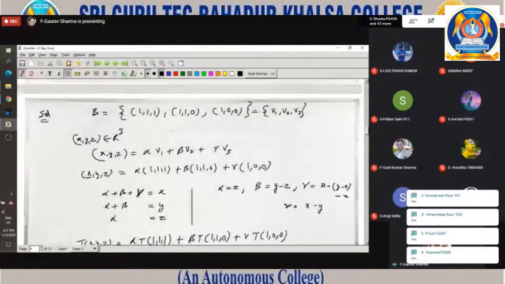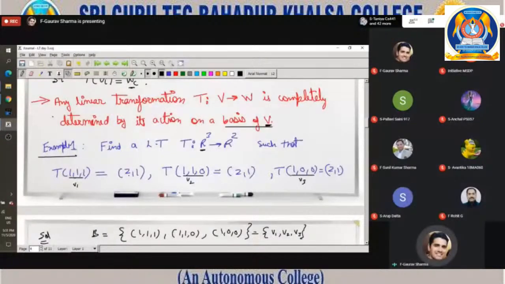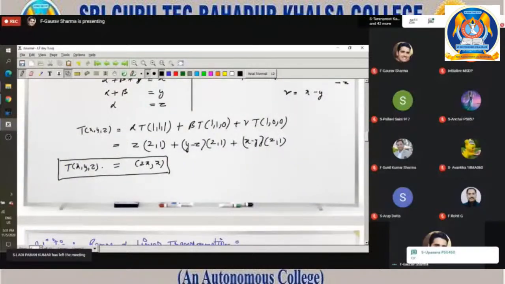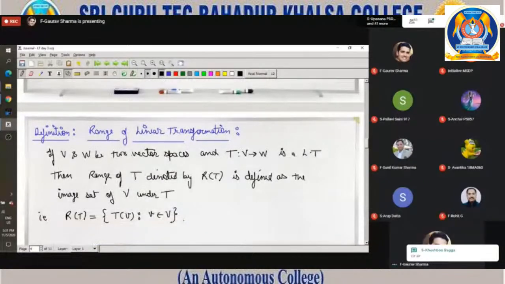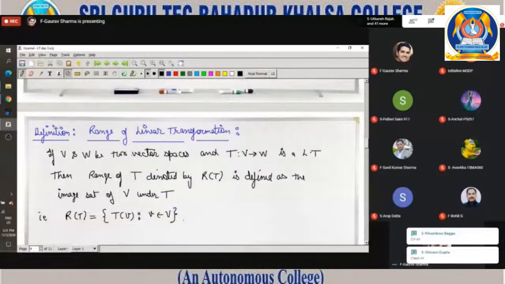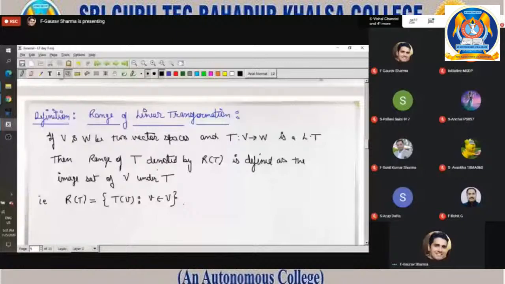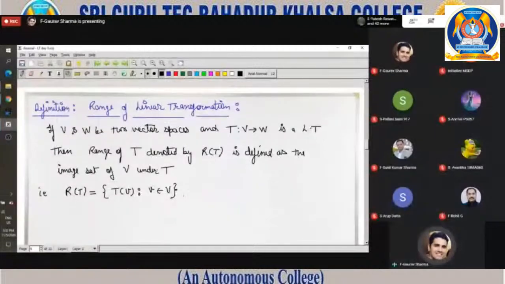So therefore, T of (x, y, z) equals, now T is a linear transformation, so I can write T of this whole vector as alpha times T of (1, 1, 1), beta times T of (1, 1, 0), and gamma times T of (1, 0, 0). Now the value of alpha is z, and the value of T of the basis vector is already given, so it is (2, 1). In fact, all the images are (2, 1).